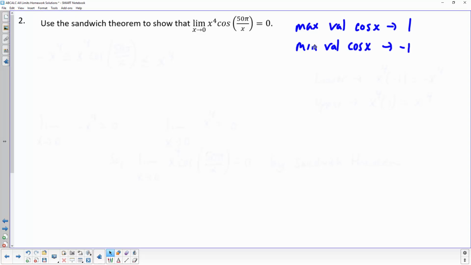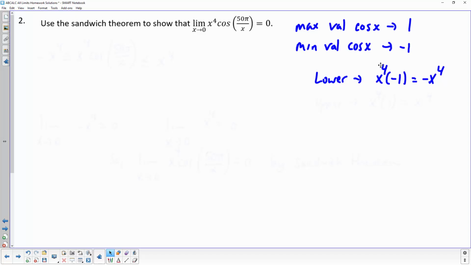So we're going to write our lower function, or our lower piece of bread, and what I'm going to do is replace this cosine 50 pi over x with negative 1, because this cosine 50 pi over x will never be less than negative 1. So if we replace that, then we'd have x to the fourth times negative 1, which would be negative x to the fourth.